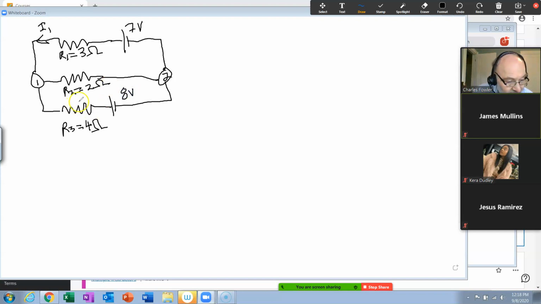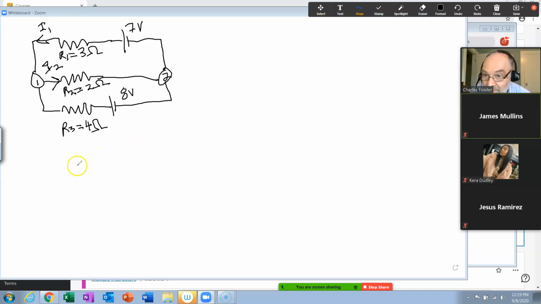By the way, I didn't draw in the other currents. I2 we're assuming is flowing in this direction, and I3 we're assuming is flowing back to the left again. This is I3 in this direction. The reason that makes sense is here's the 8 volts, there's the high potential side, the low potential side, so we assume the current is going to flow that way. And if these two are both coming into junction 1, that one better be going out of junction 1. You couldn't have all three coming in. So I2 was then going in the opposite direction.